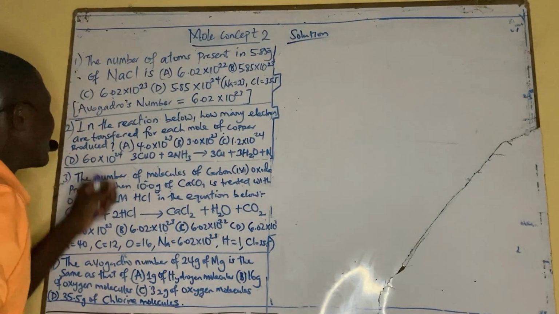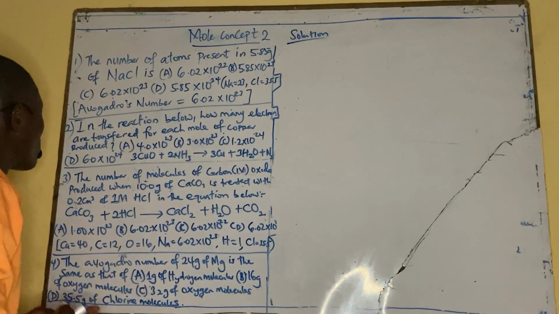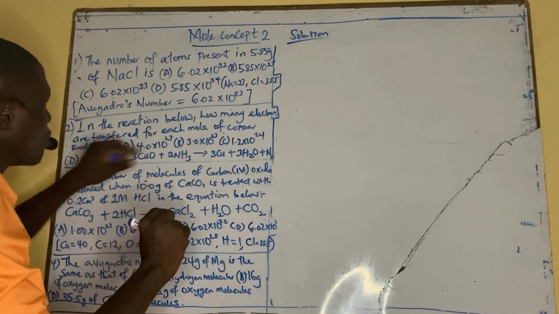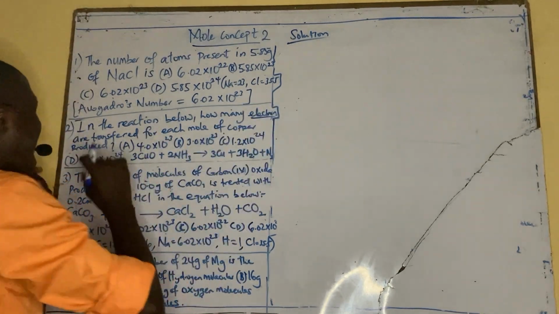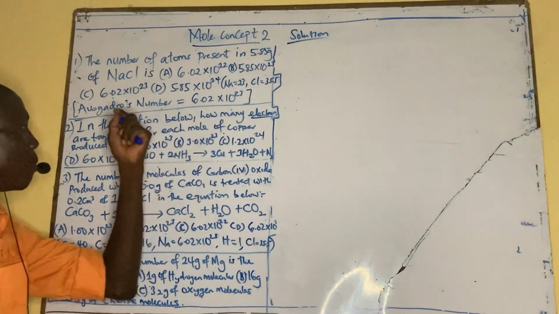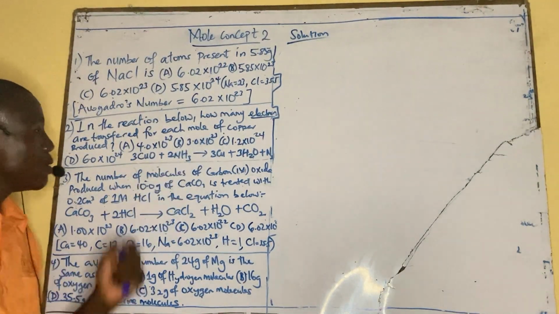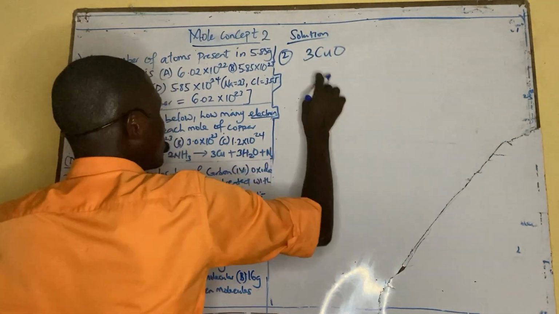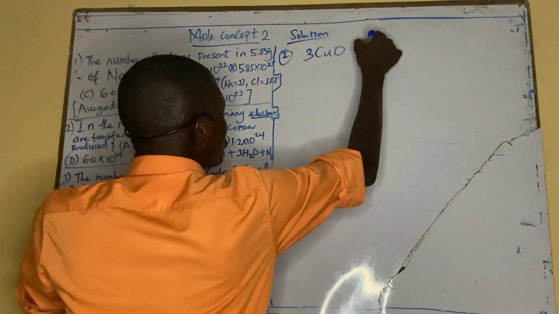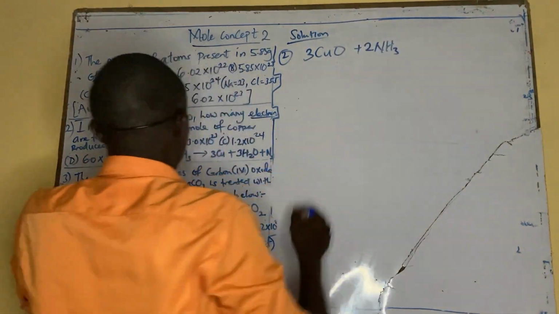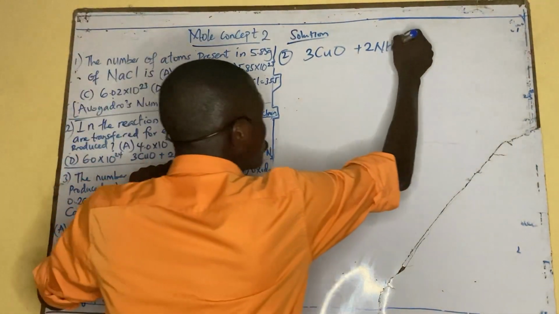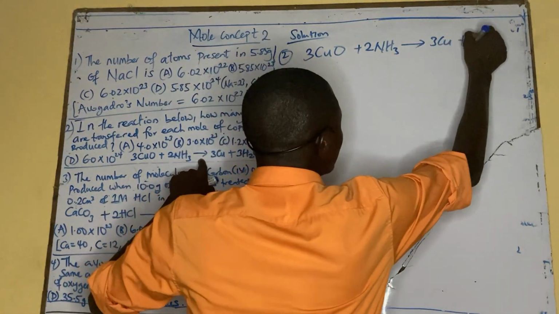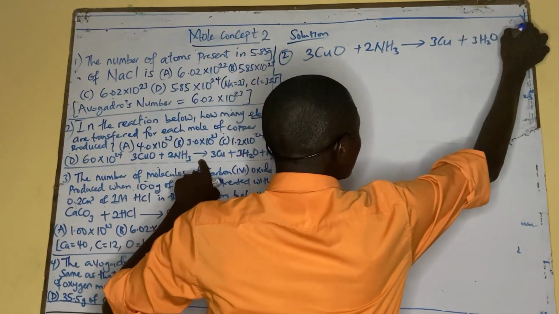Question number 2 says that in the reaction below, how many electrons are transferred for each mole of copper produced? In the reaction below, that's question number 2. They have 3 copper 2 oxide plus 2 moles of ammonia to give what? 3 copper solid plus 3 moles of water plus nitrogen gas.